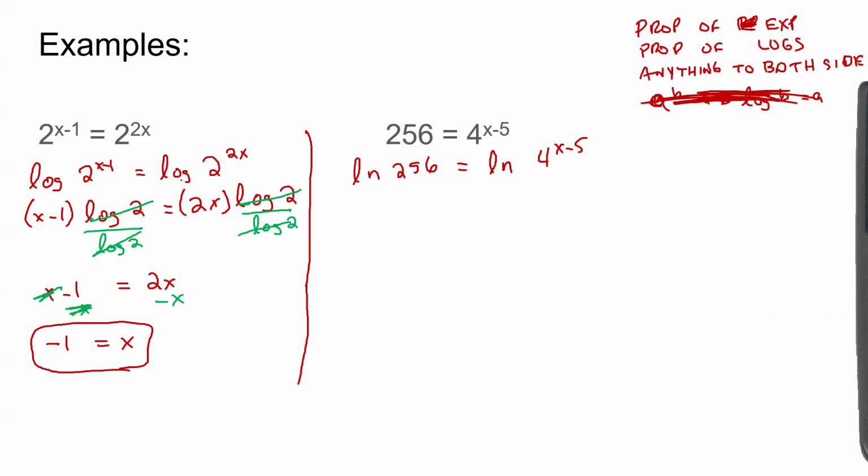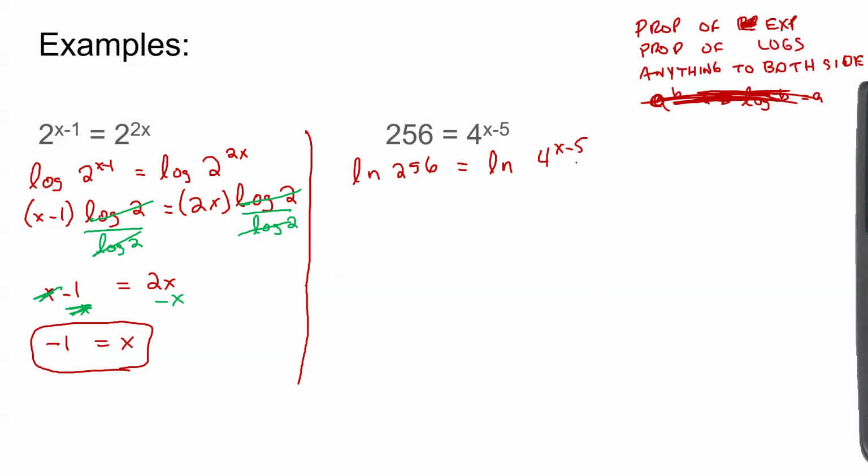Okay. Everything canceled over here. It's not going to cancel in this one. So if you choose log 256 equals log 4 to the x minus 5, then you'd be working in base 10 instead of e. Doesn't matter. As long as you do the same thing to both sides, you're fine.